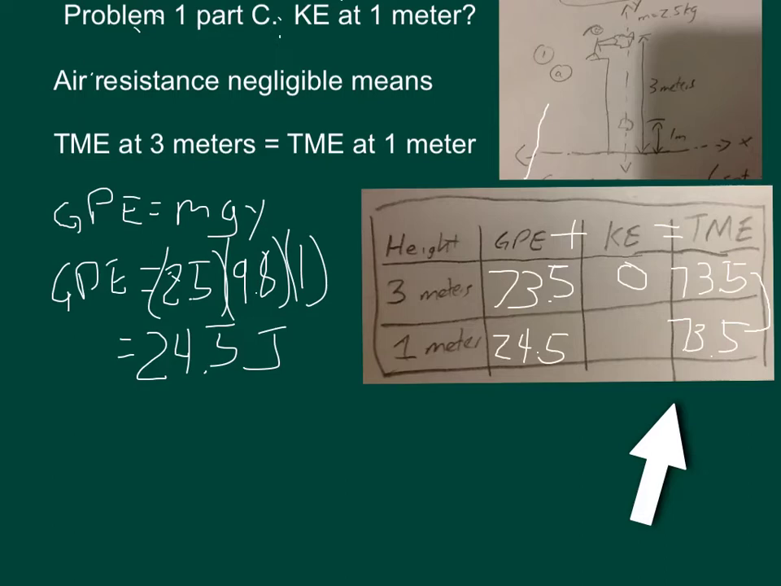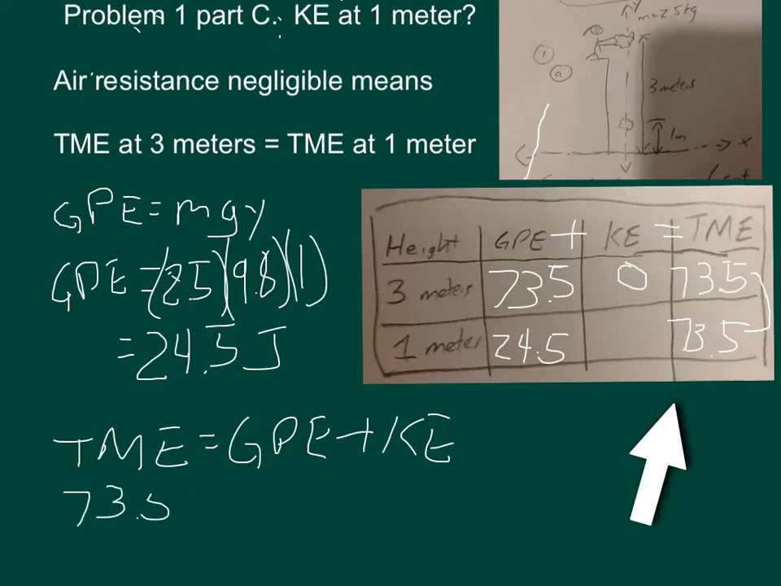So now that we know the total mechanical energy at the point 1 meter above, and the GPE, this is a simple math problem, because we know that total mechanical energy equals the gravitational potential energy plus the kinetic energy. And just by substituting those values in quickly, 73.5 equals 24.5 plus the kinetic energy. You can solve this algebraically. I don't have space here, but clearly when you subtract 24.5 from 73.5, you get a value of 49.0 joules, which is your answer. The kinetic energy for part C at 1 meter above is 49.0 joules.